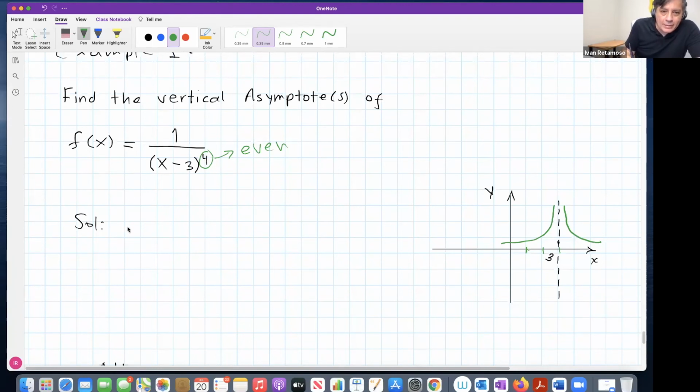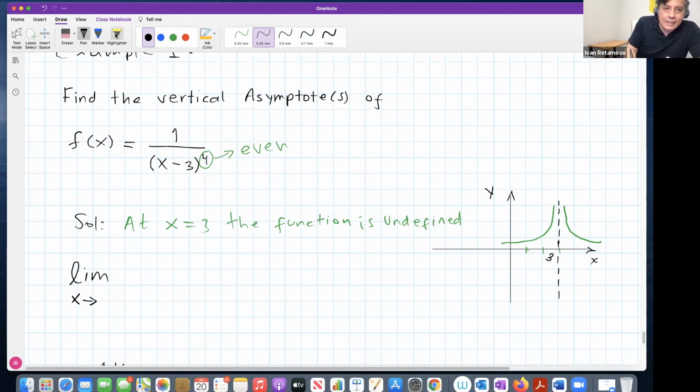Let's write it, it's an important thing. At x equals 3, the function is undefined. Therefore, this gives me the hint: what happens if I take the limit as x approaches precisely this value, 3, of 1 over (x minus 3) raised to the 4th power? What would be the limit of this? Someone wrote something on the chat.